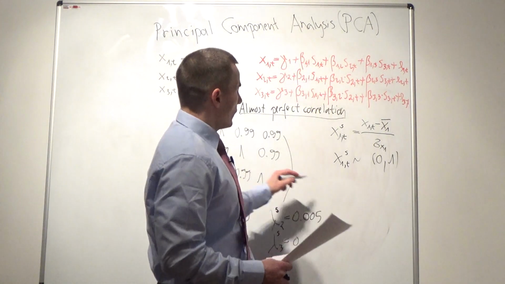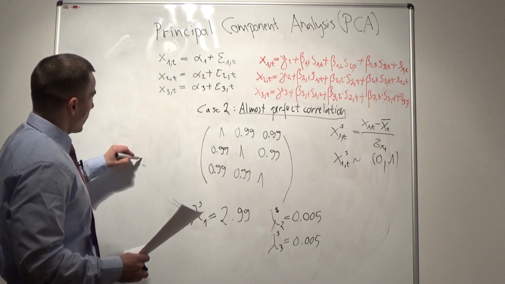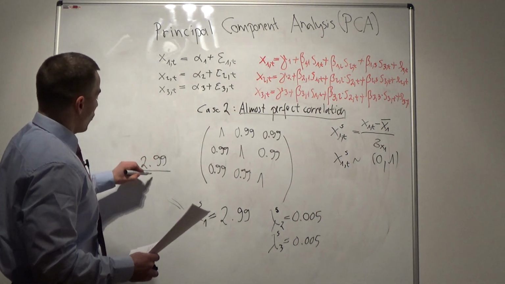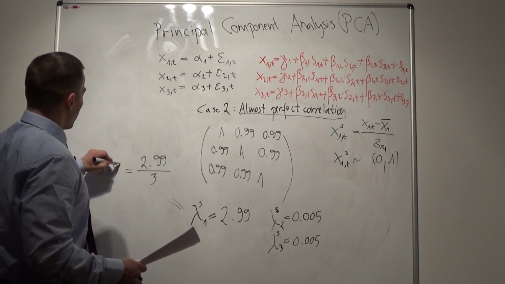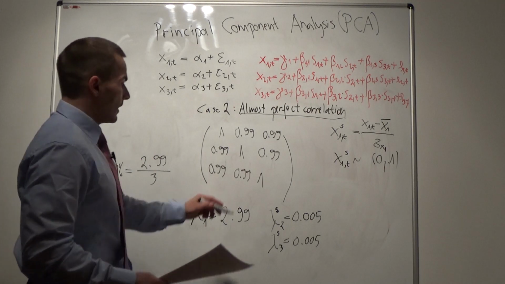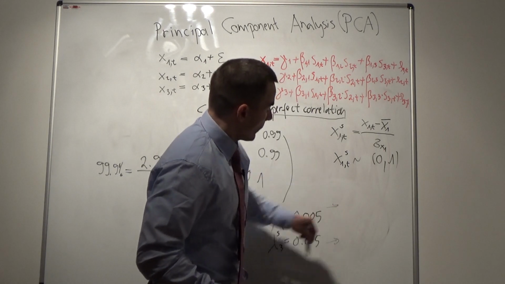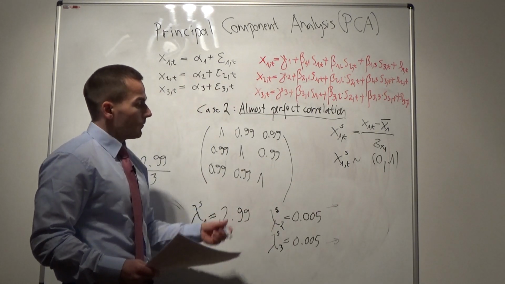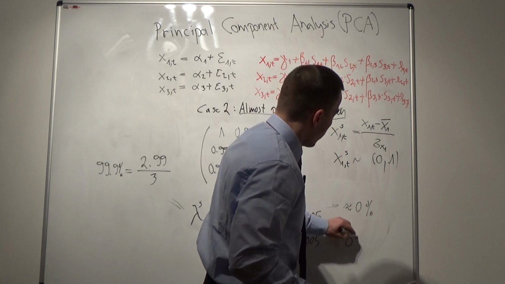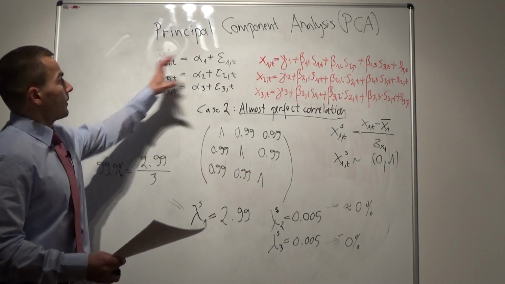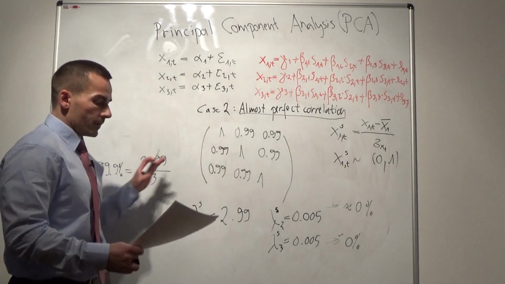So the explanatory power of the first eigenvalue would be 2.99 over 3. It's something like 99.9%. Whereas the second and the third standardized eigenvalue explain close to 0% of the variation in this system of vectors. This would be how we would interpret this finding here.